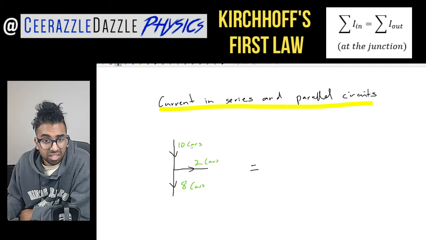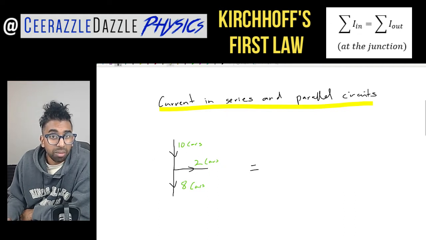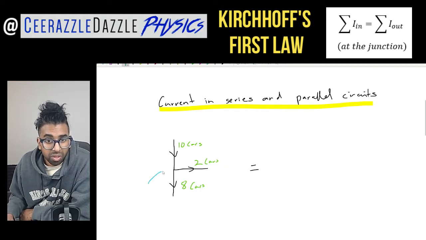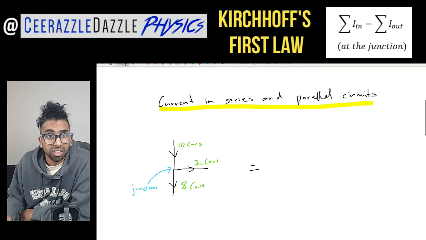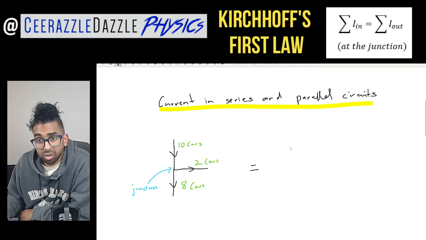So this simple model with regards to cars entering a point, we're going to label this point over here. This point, everyone, we're going to call the junction. The junction over here, where the road splits. This is called the junction. Well, the same idea can be applied to electrical circuits.